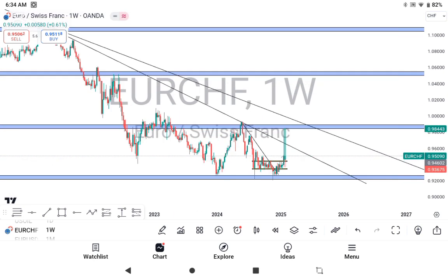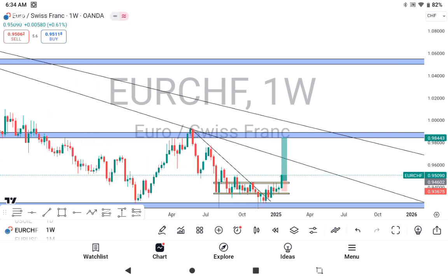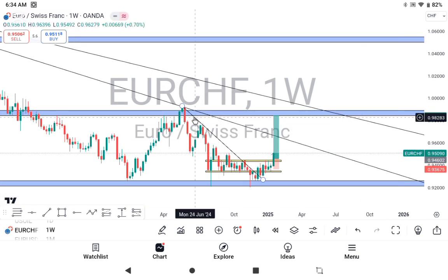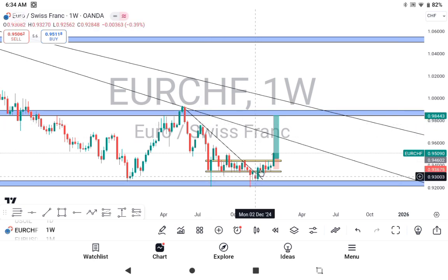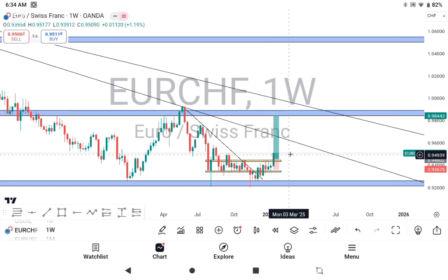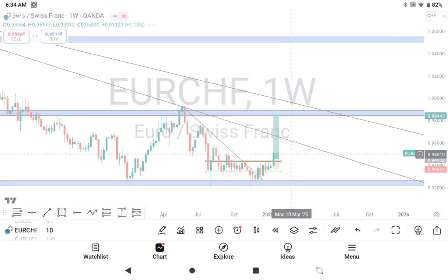Now with the small inner trend line, we have the first touch rejection, second touch rejection, and upon the fourth touch rejection, price has broken out of that level and is pointing to the upside. So now let's go to the daily time frame to see in detail what we have been talking about.